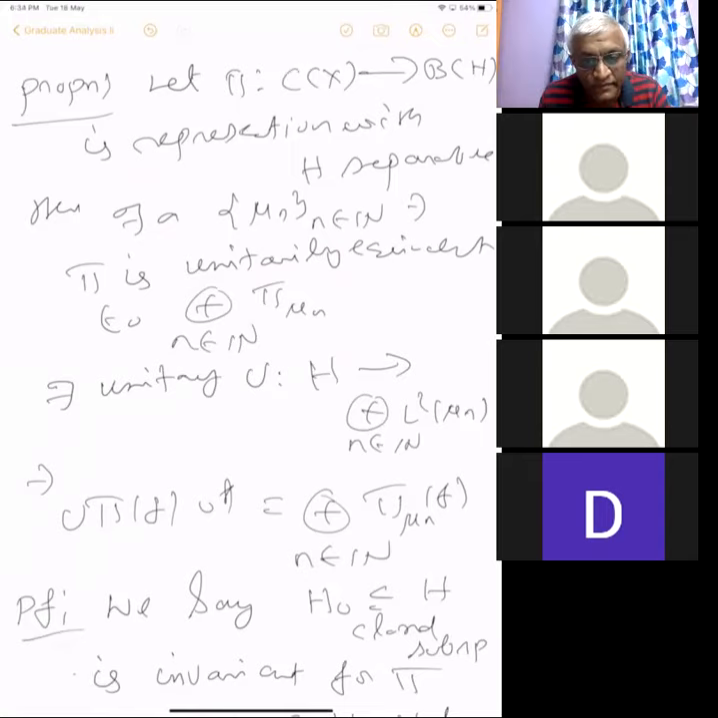Why do we care about this representation? Why do we care about this pi_mu? We want to prove the spectral theorem. That's all. Or, this gives another thing: a classification of all representations of C of X.